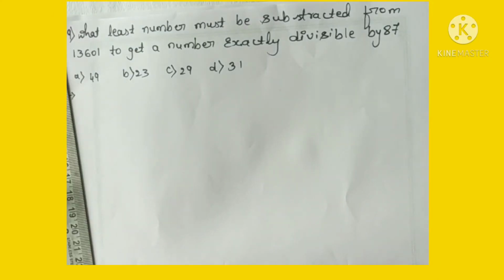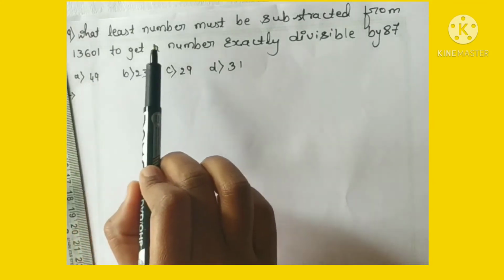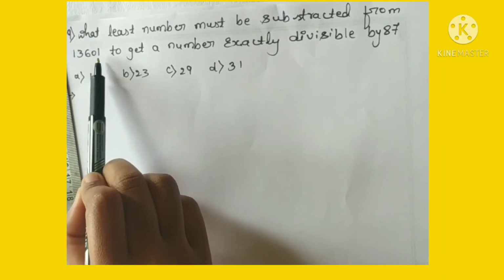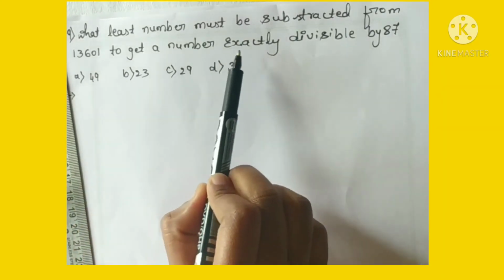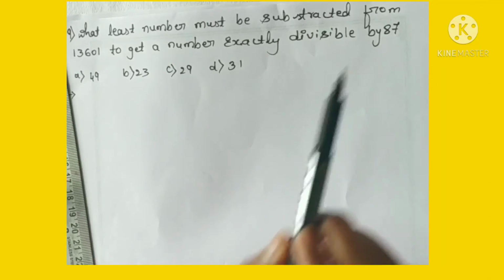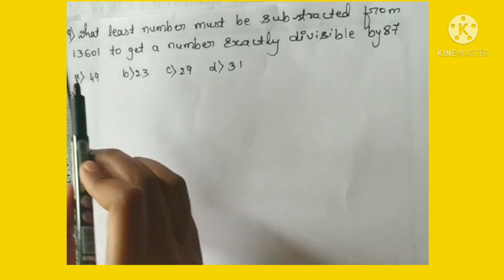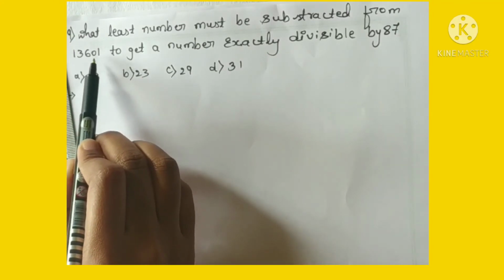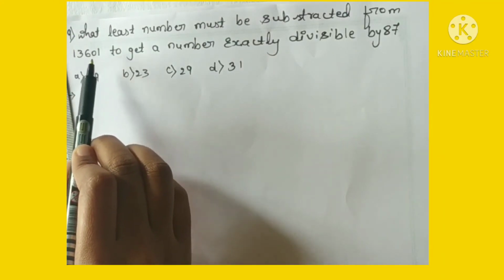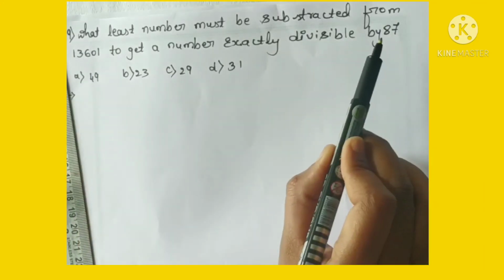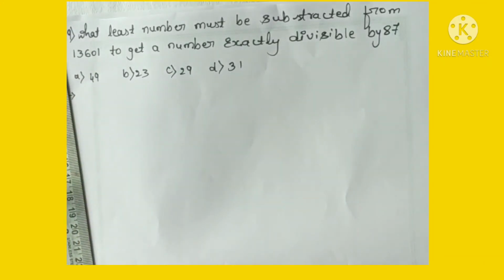Okay. Question number 9. What least number must be subtracted from 13601 to get a number exactly divisible by 87? They have given options. This question is similar to the above question, but here we have to subtract some value from 13601 such that after subtracting, the remaining number must be divisible by 87. This is the condition they have given.